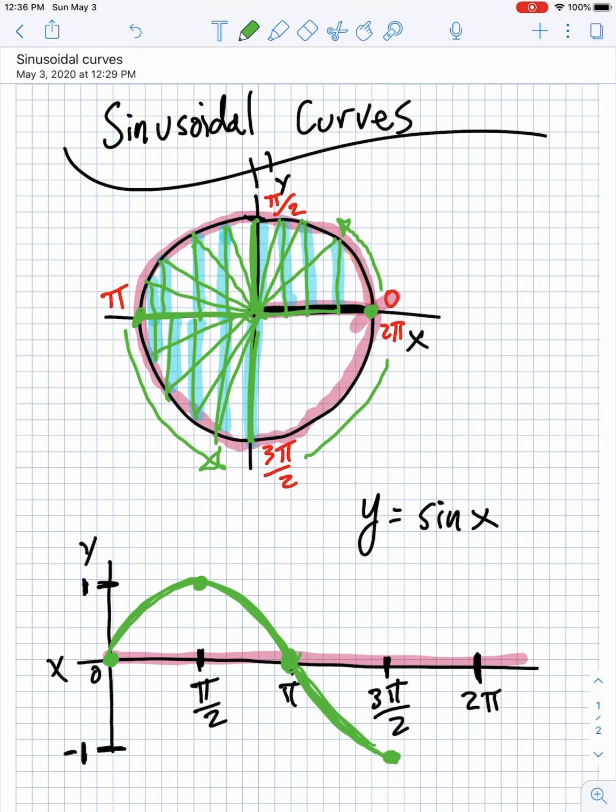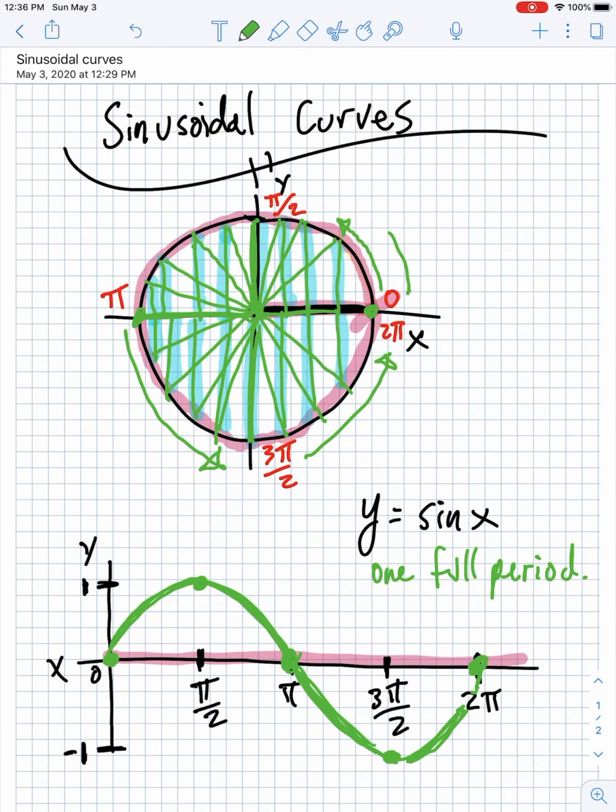Then when you go 3 pi over 2 to 2 pi, like your triangles, I guess I'll draw them in for you guys. They get smaller and smaller and smaller, but still negative. And then eventually, when you get back to 2 pi, you have another height of 0. So this goes back to 0 at 2 pi. There. Now, you guys, what I've drawn, this is called one full period of a sine curve. So this is one full period.